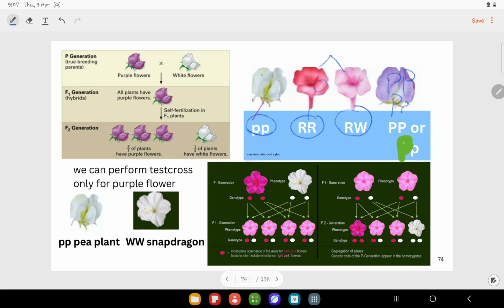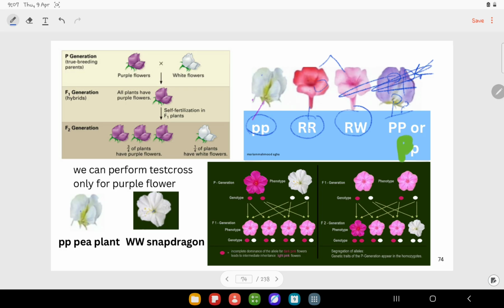We already know the genotype of all these flowers, but only the purple flower might be P capital P capital, homozygous, or P capital P small, which is heterozygous. So we can perform the test cross only for this one, which is the purple flower pea plant.